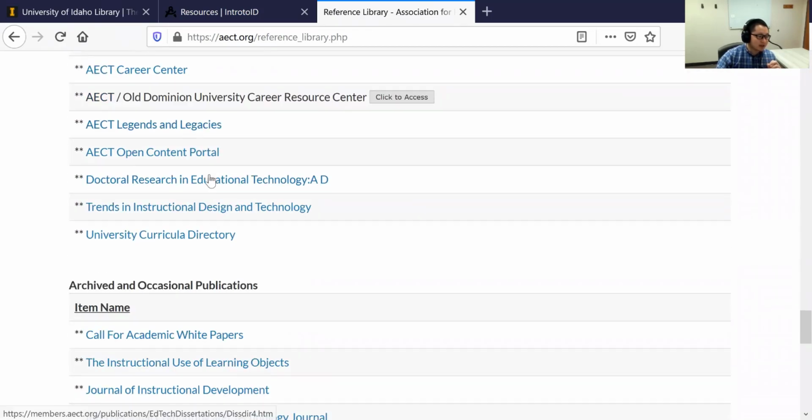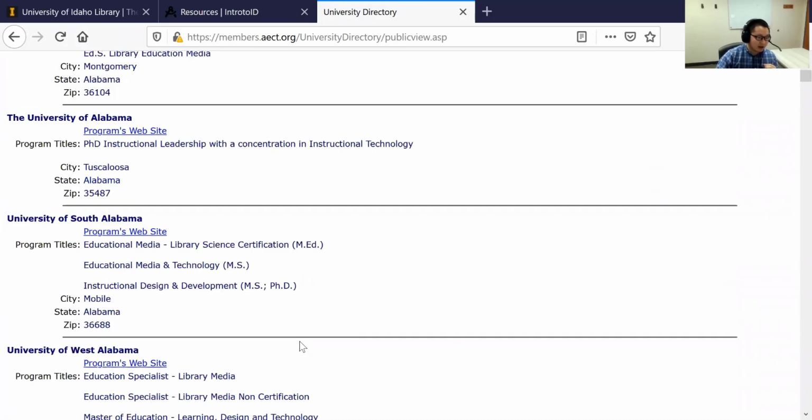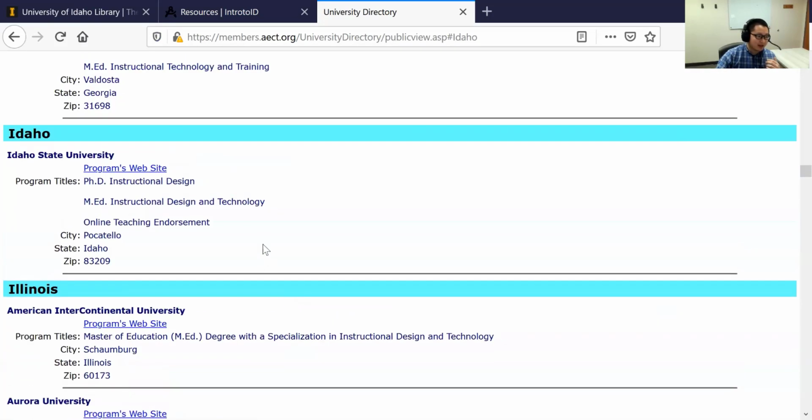Under portals and databases, here's the resources on University Curriculum Directory. So if you are interested, or if you know someone who's interested in getting a degree in instructional design, feel free to filter by state. A lot of these programs offer different degrees and in different names, but they're all instructional design related. And a lot of times they offer some online classes. So you don't necessarily need to travel to attend their program.